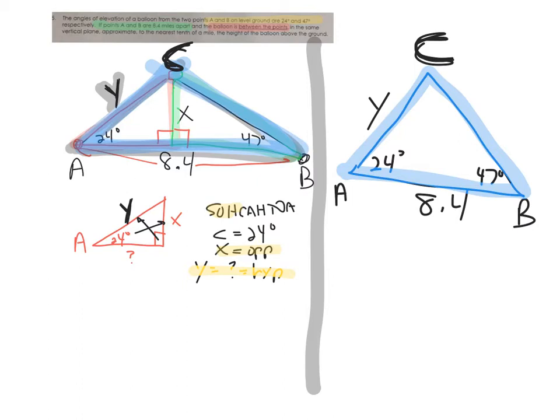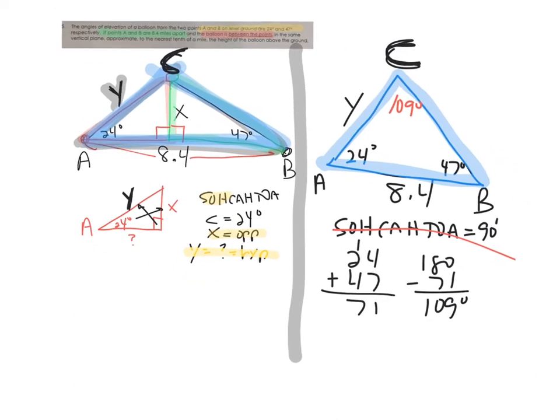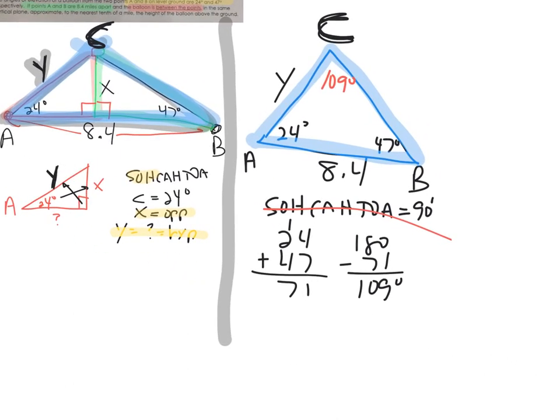Let me go through my checklist. Is this going to be an example of SOHCAHTOA? Do we have a 90-degree angle? Well, I have two of the angles, 24 and 47. I can add them up and then subtract that from 180. When I do that, I believe this top angle is 109. So that's not 90 degrees, so I can't use SOHCAHTOA. Next, I'm going to go about solving for Y by seeing if I can use the law of sines. To use the law of sines, you need to be given a matching set of side and angle.